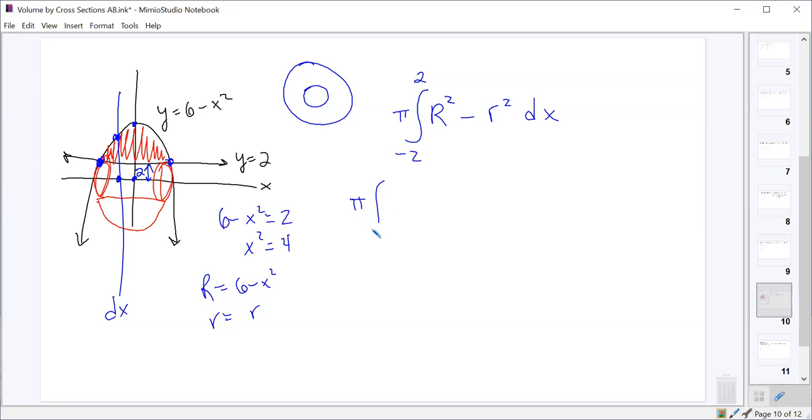So we should have pi times the integral from -2 to 2 of (6 minus x squared) squared minus, I wrote an r there again, I don't know why I didn't write a 2 over here, 2 squared dx. Everybody good with that?